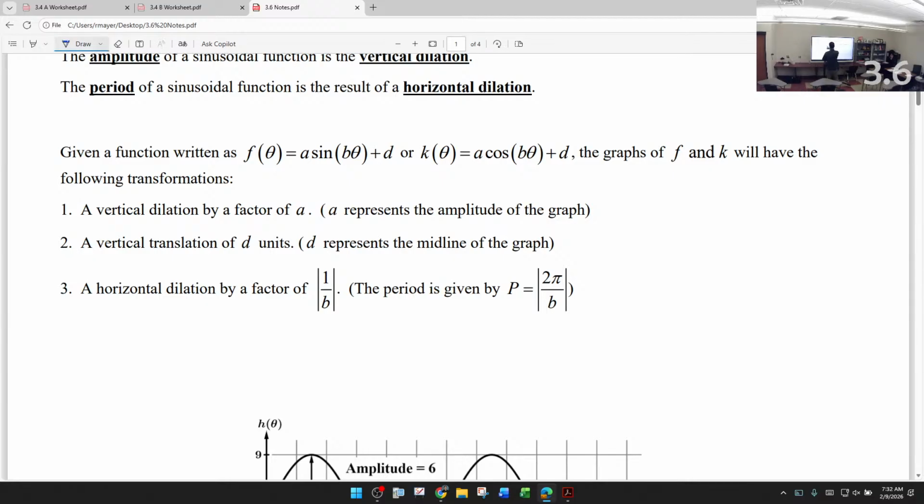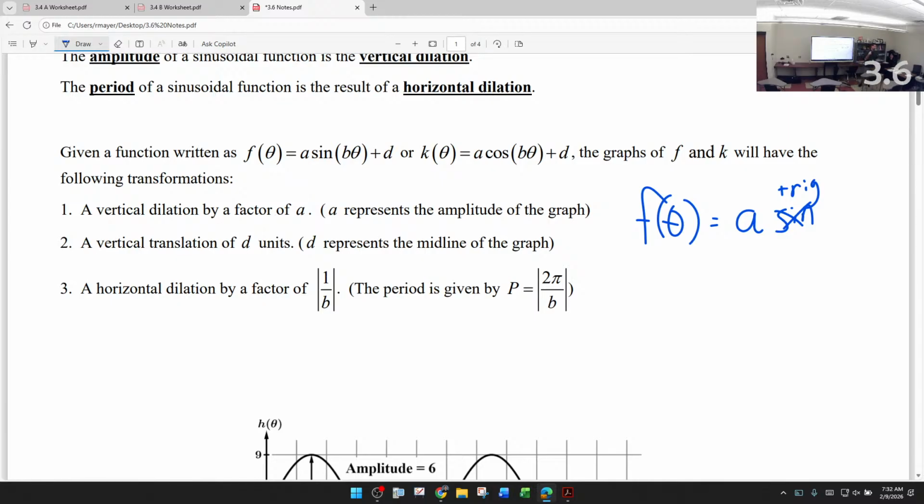So this starts to look pretty. You've got f of theta. Again, you can use x if you want to, but they typically use theta. And it's equal to, and then they're going to use a. Of course, a is going to be a number. And it's going to be sine or cosine. So I'm just going to put trig. It's going to be sine or cosine.